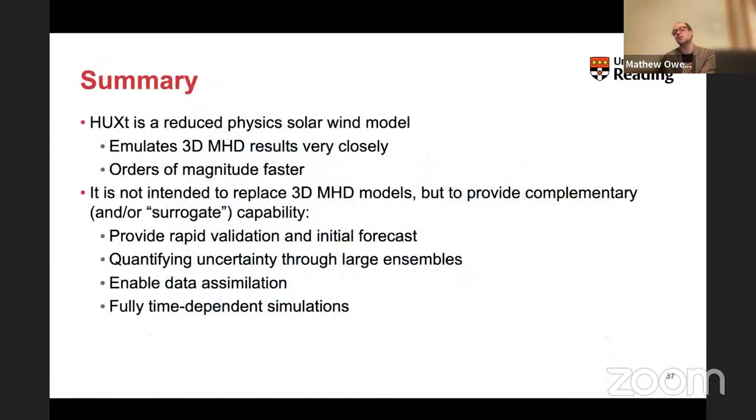The point was, if you want to forecast severe space weather a couple of days ahead, you've got to forecast when a CME arrives.